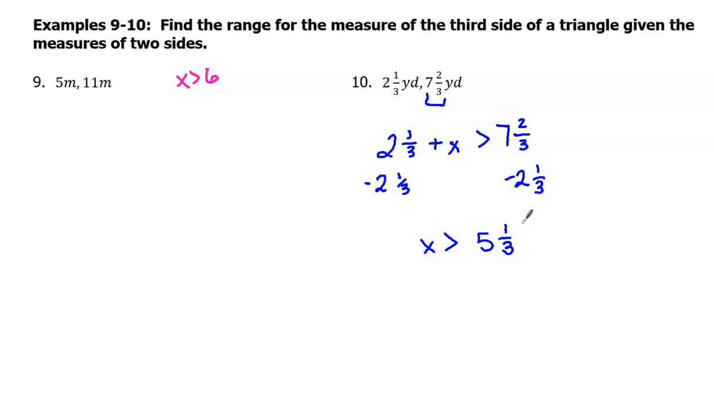Now, that means 6 will work, 7 will work, 8 will work, 9 will work. And once we get into those higher numbers, now x is becoming our largest side. So this is going to be our inequality: x is bigger than 5 1/3.